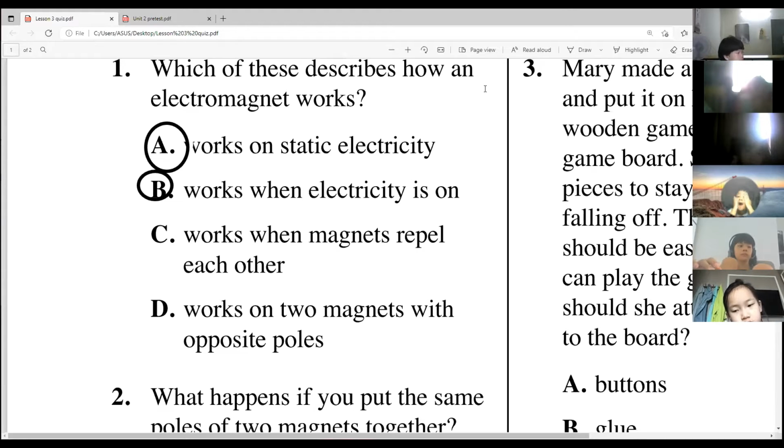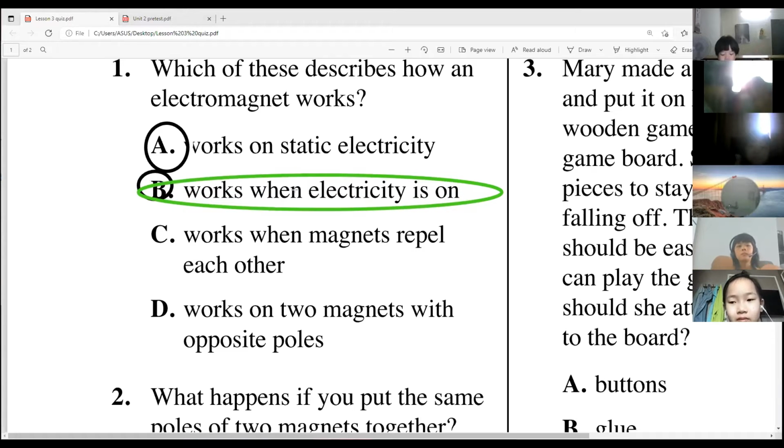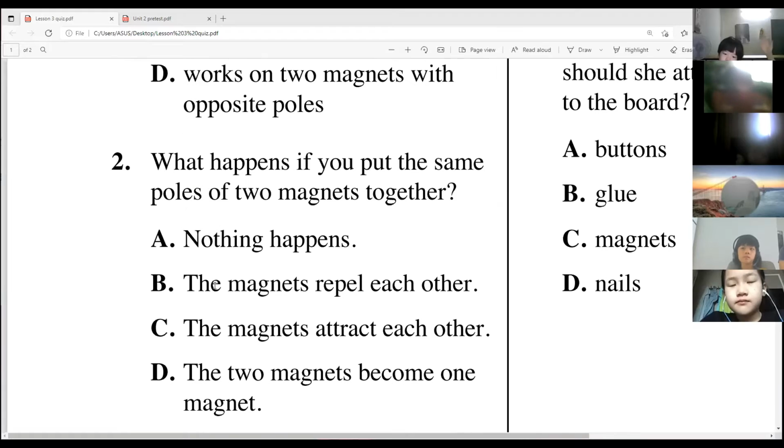So guys, the correct answer was B. If you chose B, you got it correct. It works when the electricity is on. Remember, static electricity is a little bit different. Static electricity is when 2 surfaces are rubbed together to produce static electricity. An electromagnet works when the electricity is on. So answer B. Let's go to number two.